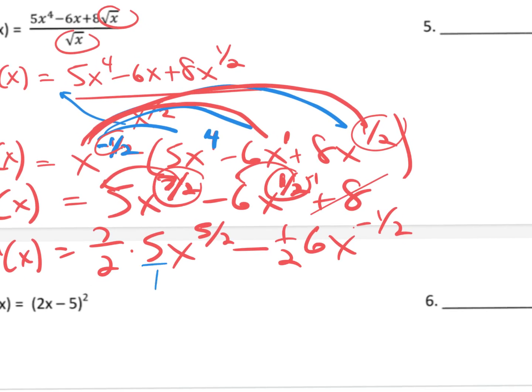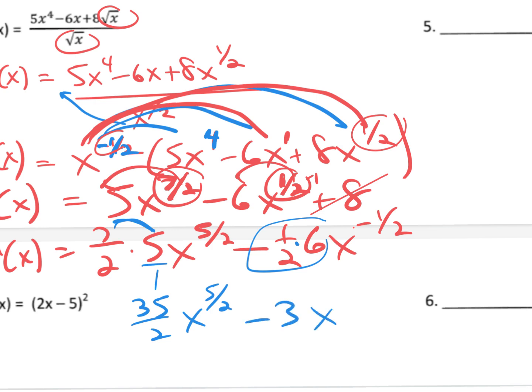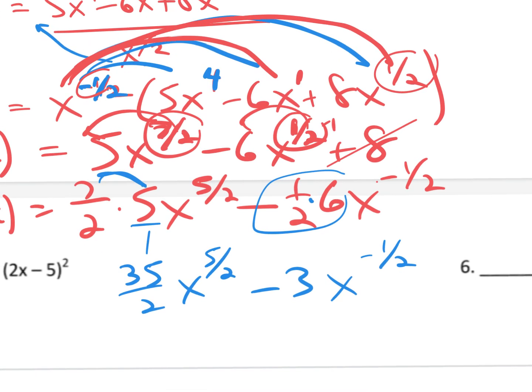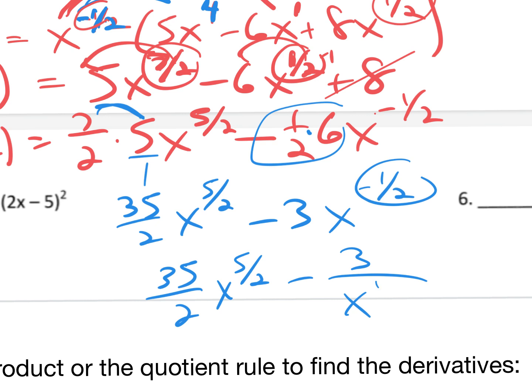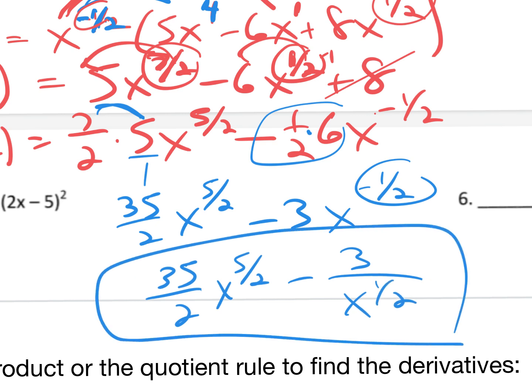Now I'm going to simplify, multiply these on your calculator, so it's 35 halves x to the 5 halves, and then negative 1 half times 6 is negative 3, x to the negative 1 half, and then we're going to bring the negative 1 half power to the bottom. So 3 over x to the positive 1 half. So there's your derivative for that one.